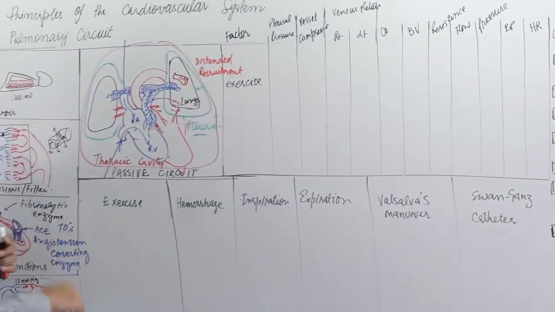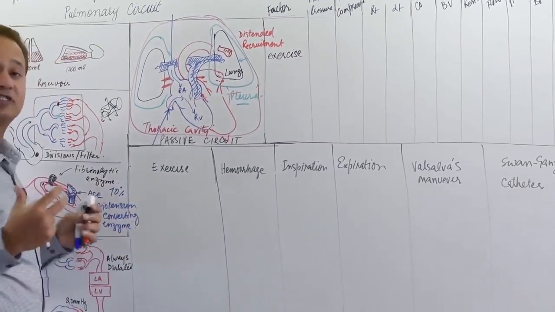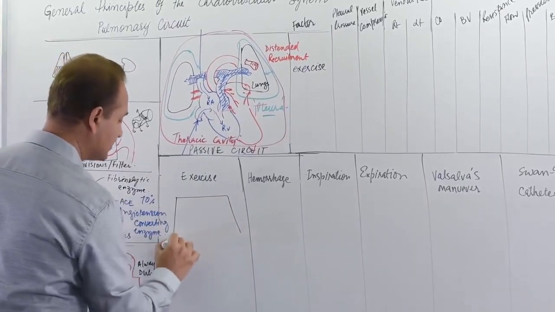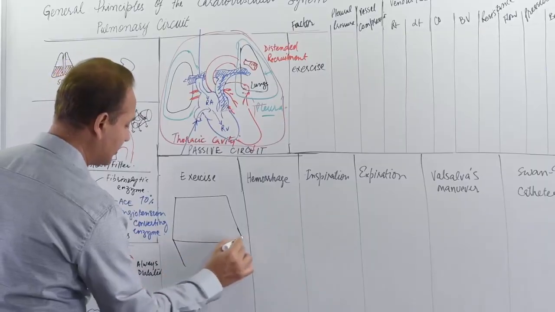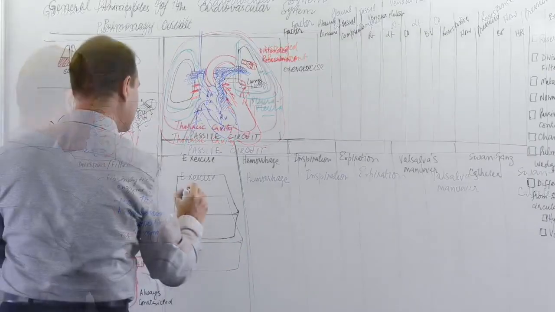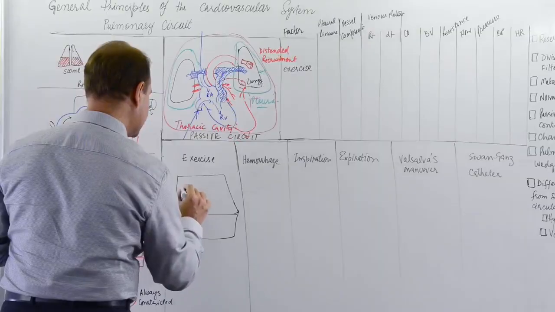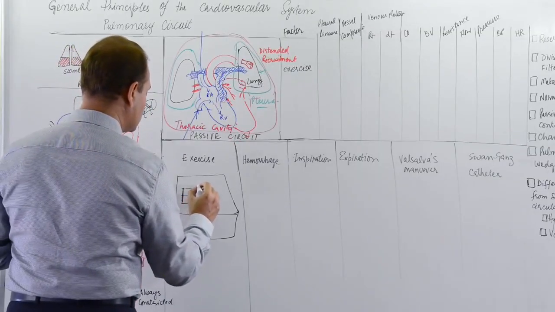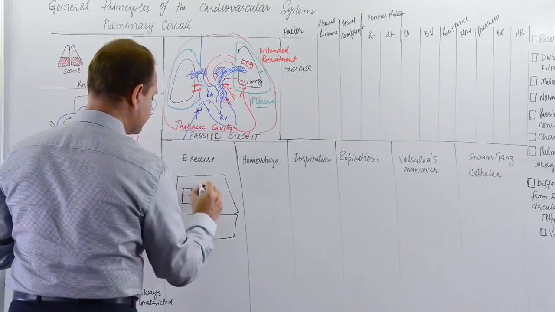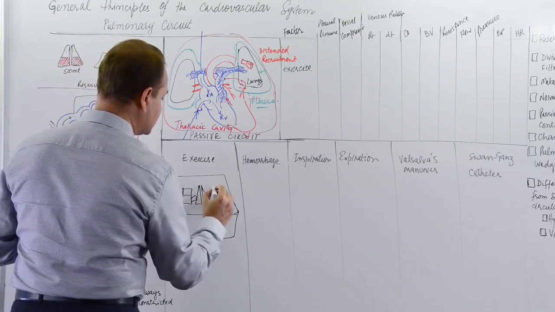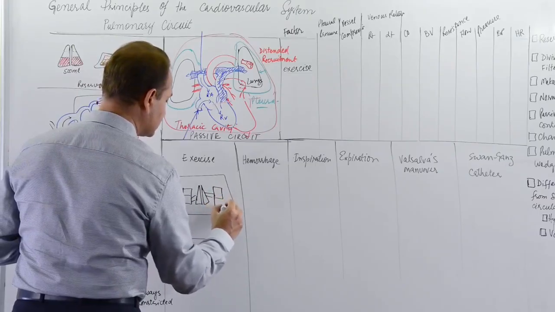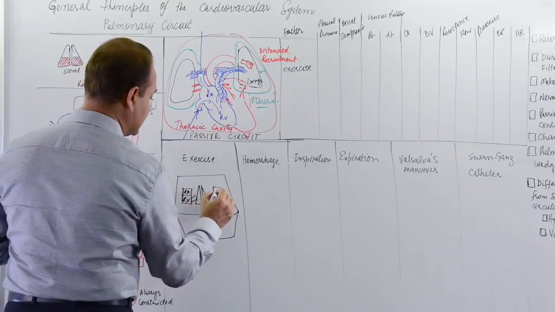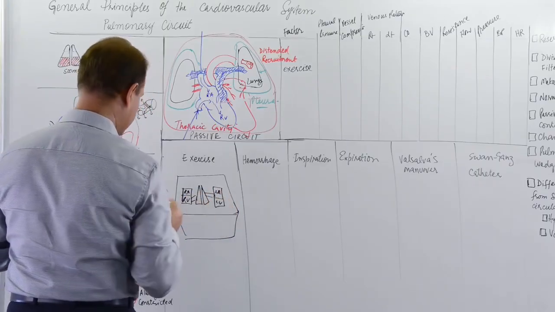Exercise. I'm going to draw the diagram over here. For this, we'll have a conceptual diagram. Let's say this is the thorax or thoracic cavity. This is body. In this thoracic cavity, we've got the right heart, right atrium and right ventricle. This brings blood to lungs. Lungs give blood back to the left heart. So right atrium, right ventricle, lungs, left atrium, left ventricle.